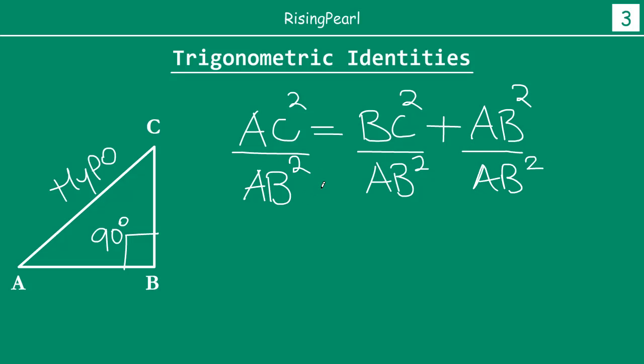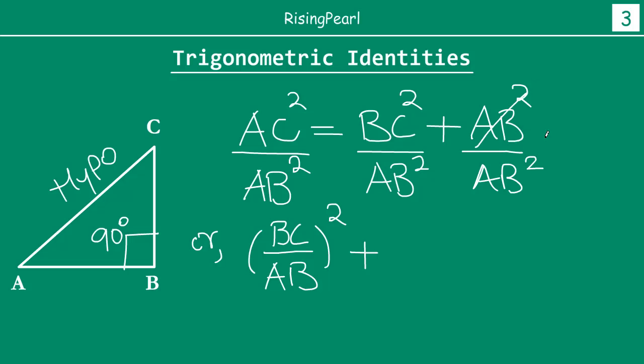If you do that, let's move this on the other side and get this on this side. So we will get BC by AB whole square plus AB square by AB square. This cancels out. This will be 1 equal to AC by AB whole square.